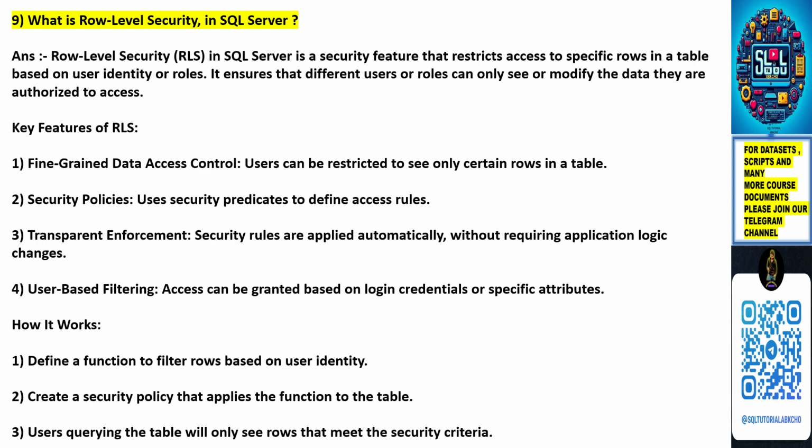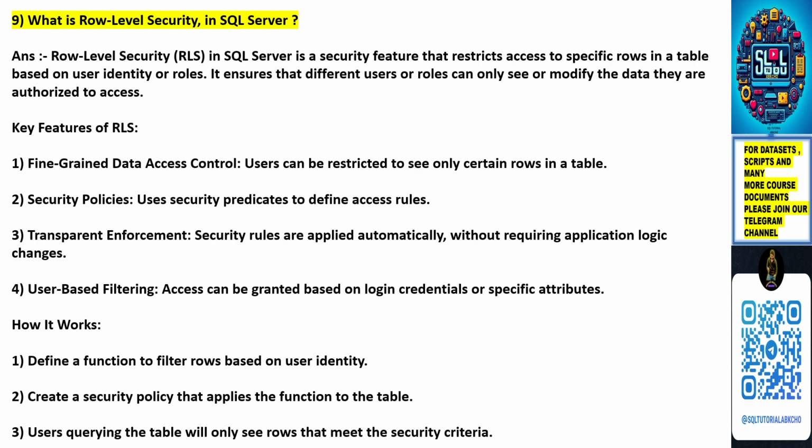Okay, now the answer for this is: row level security, RLS, in SQL Server is a security feature that restricts access to specific rows in a table based on user identity or roles. So based on the user role or access that has been provided to that user, we can control row level security in SQL Server, and it ensures that different users or roles can only see or modify the data they are authorized to access.